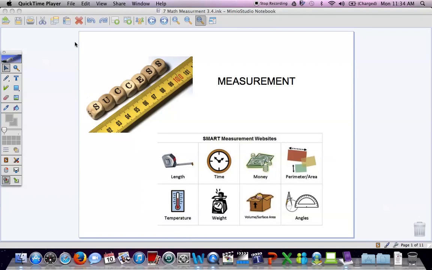Hey, grade 7s, this is a 3.4 measurement. This is looking at variables and formulas, something that you've done a little bit in the past, and we're just going to extend it a little bit.